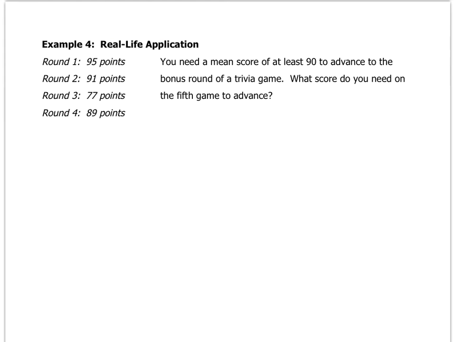In this example, I need a mean score, which means the average score has to be at least 90. When we filled in that chart, we said at least 90 means greater than or equal to 90. If you want to get at least a 90 on a test, that means that you want to get a 90 or higher to advance to the bonus round of a trivia game. What score do you need on the 5th game to advance? So right now, pause the video and calculate how many points I have now. Out of these 4 rounds, what have I accumulated so far in terms of my points? Write that down and then play the video and I'll continue with you.